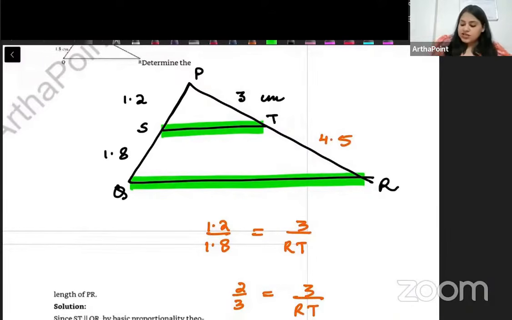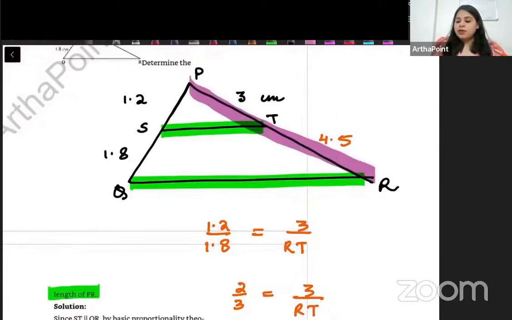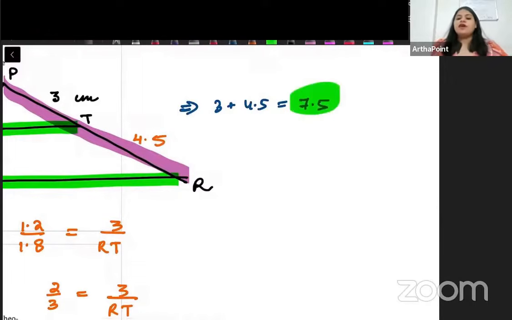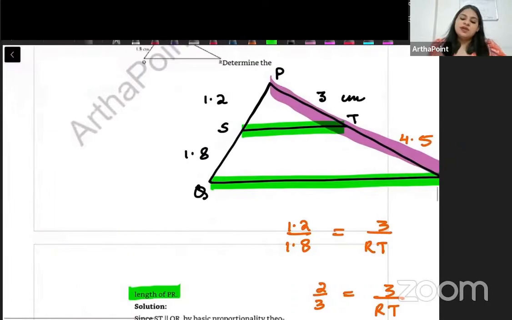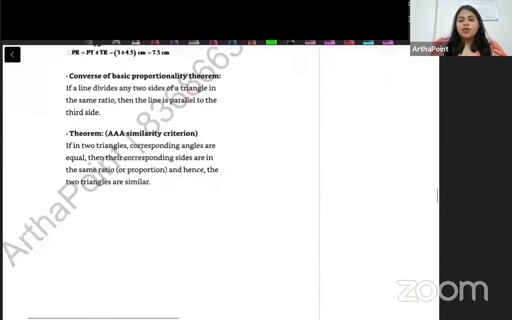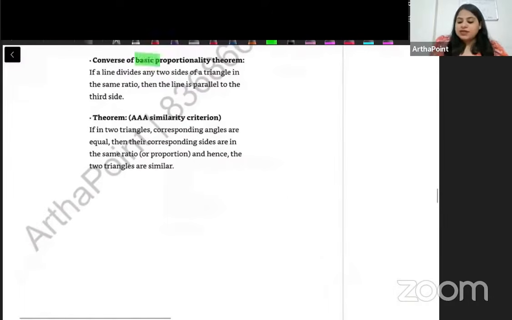Now the question is asking to find the length of PR. So PR is this beta. PR will be 3 plus 4.5, which will be 7.5. So PR will be 7.5. That's the answer to your question. Okay. Converse of the basic proportionality theorem.